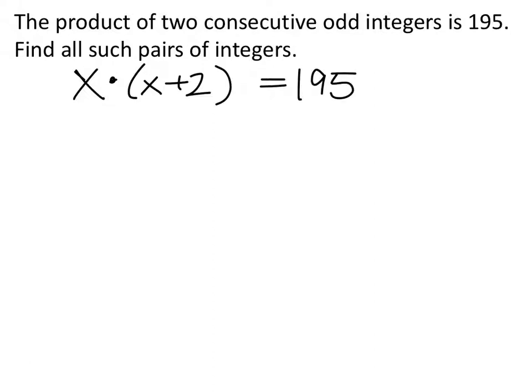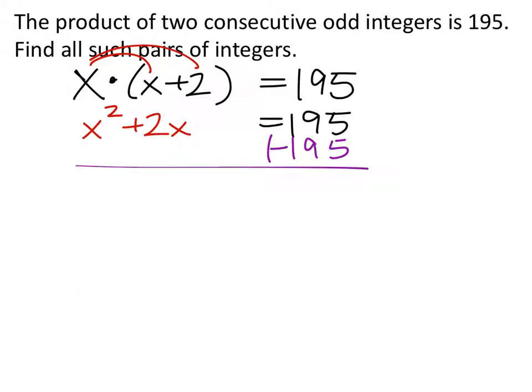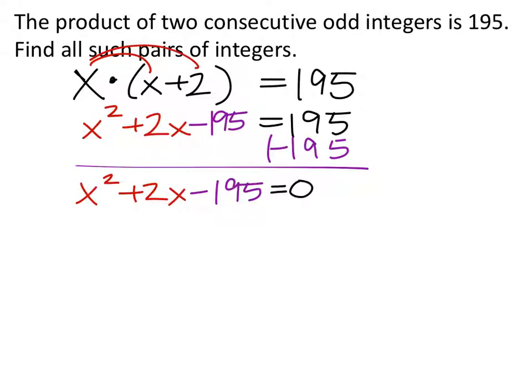Well, that sets up our equation, which now we can solve. So I'm going to distribute the x into the parentheses, x squared plus 2x, and this equals 195. Nothing different here still, right? I'm going to subtract 195 from both sides. And that gives me x squared plus 2x minus 195. This equals 0. So I'm looking at negative 195, and I need 2 factors of negative 195 that add up to 2.